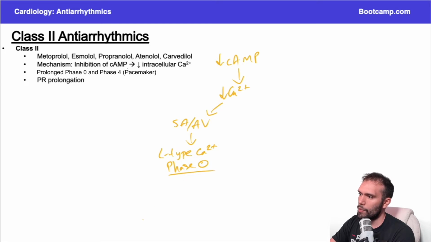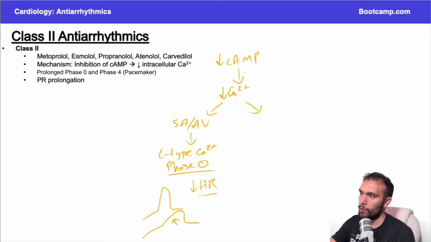So when I give somebody one of these drugs, instead of their curve looking like this, it might look something like this. It might take longer for me to get to that depolarization because I'm delaying this phase. When I'm delaying phase 0, that's going to decrease the heart rate. That's what beta blockers do.